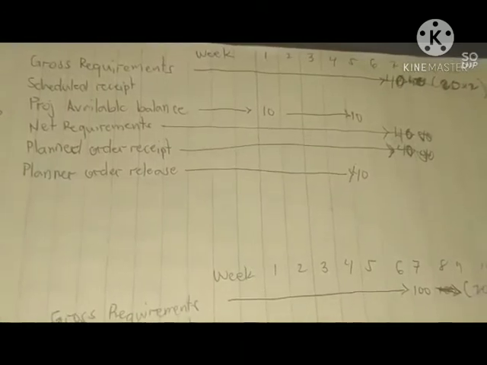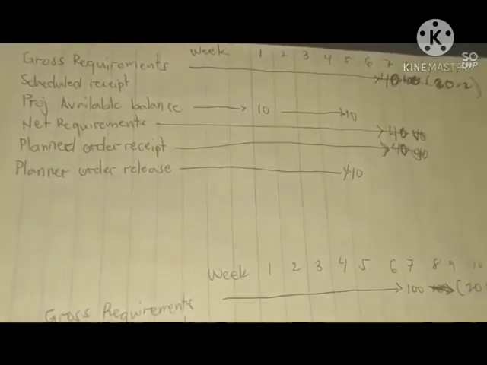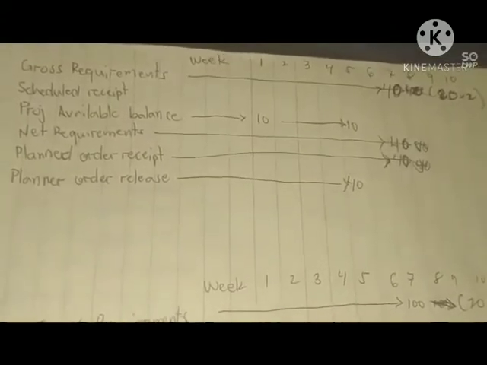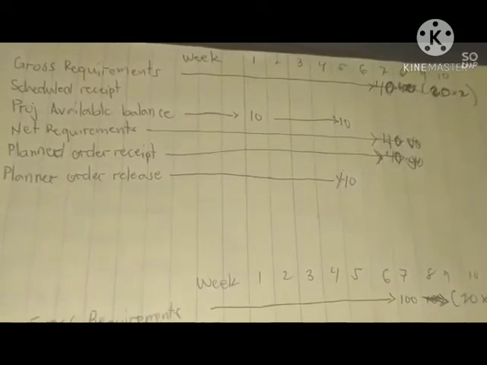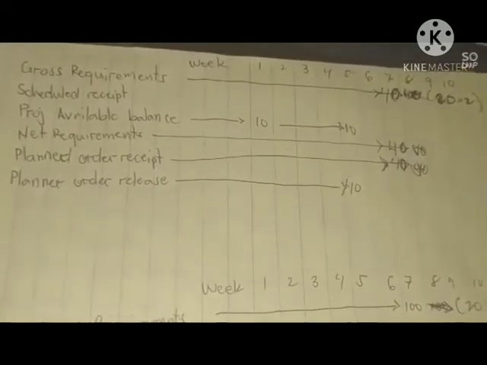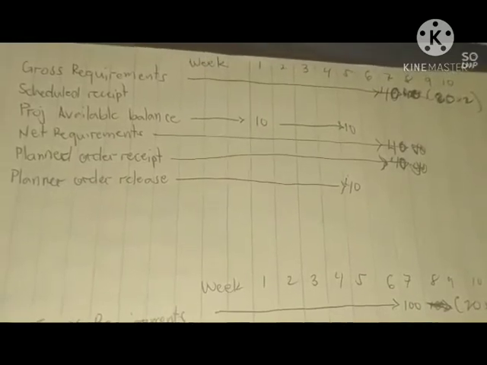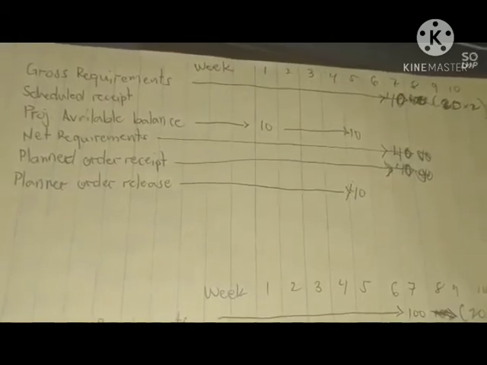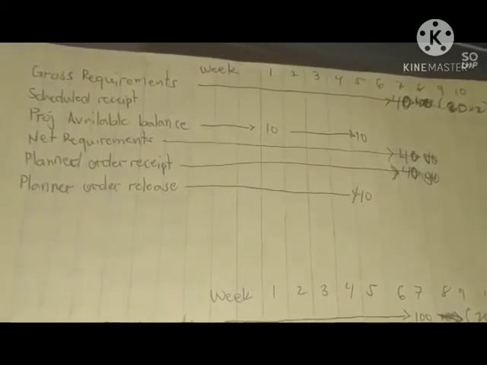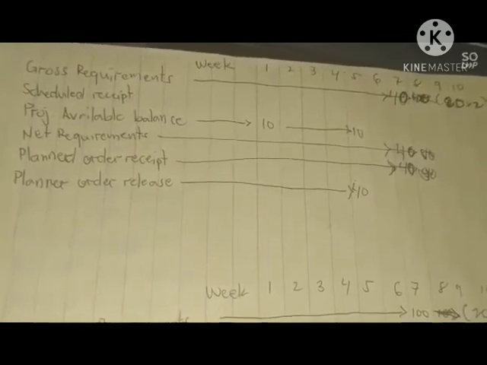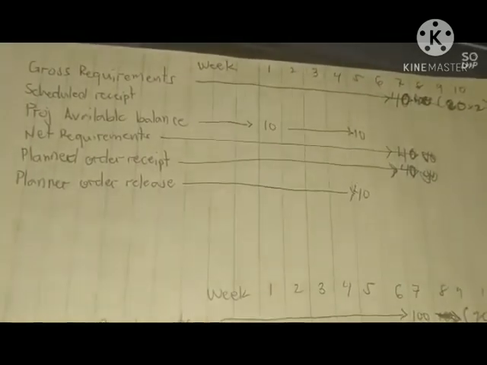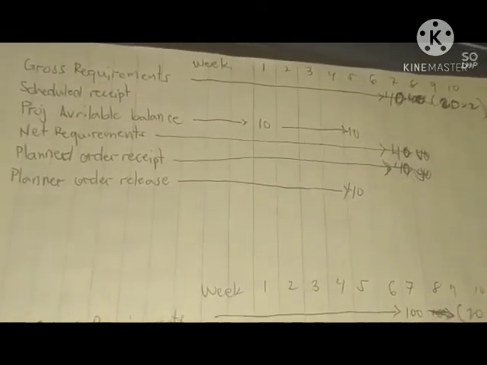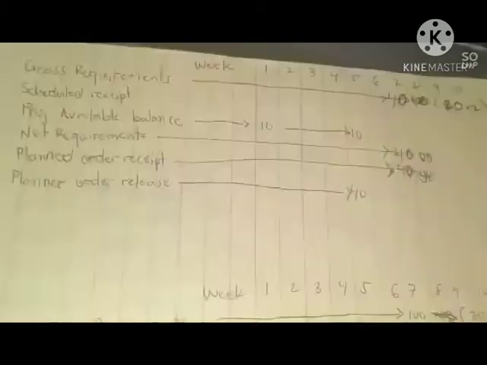Gross requirements niya is 40 kasi yung planner order release na 20 ni item B times 2. Tapos projected available balance niya yung on hand na 10. So hindi siya umabot kasi hanggang week 5 lang ang on hand. So net requirements is 40 dahil nga hanggang week 5 lang yung on hand, wala kang ibabawas na on hand. So 40 pa rin siya.